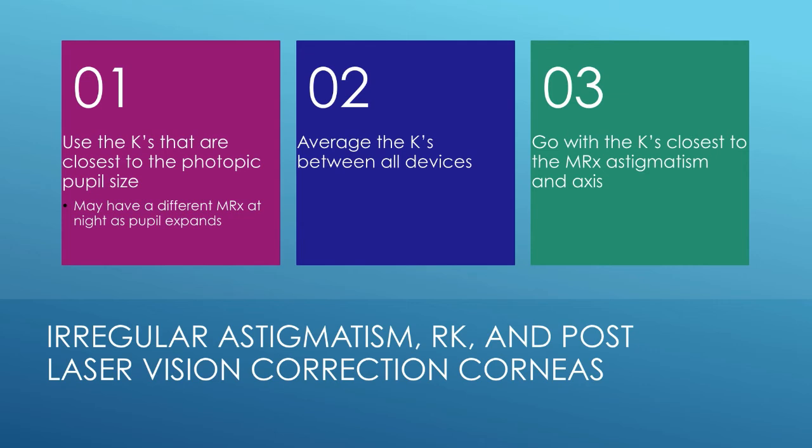A different thing that you can do is just average all of your different Ks together between all the devices and go with those. One rule of thumb I always have with all irregular corneas is to make sure that the Ks make sense with my refraction. If the Ks are just totally different than the refractive axis or the refractive magnitude, I want to have a good reason for that. Whether that's the posterior cornea or something else, I need a decent reason before I'm comfortable with those Ks.